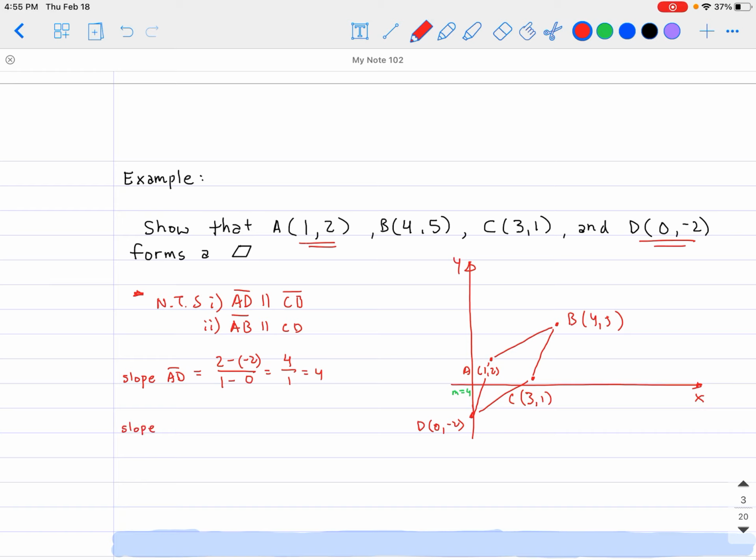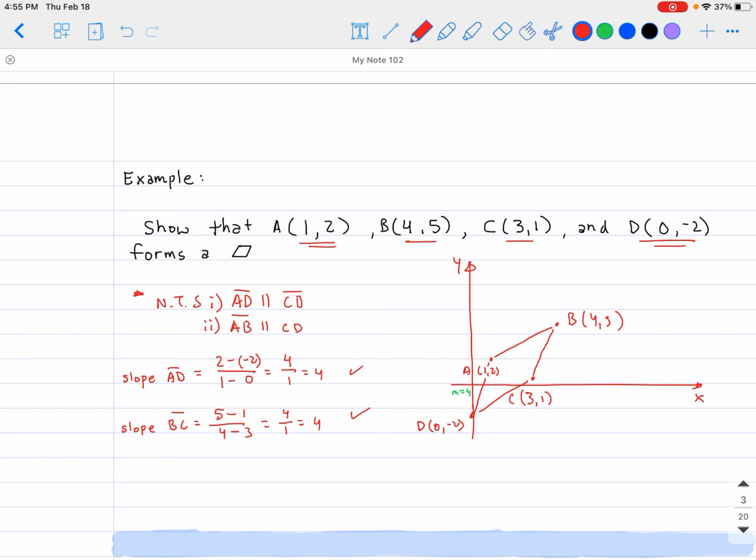I want to find out what is the slope of BC over there. So the slope of BC, that's these two right here. So let's do it then. 5 minus 1 divided by 4 minus 3. So that's equal to 4 divided by 1, which is equal to 4. So that part checks out.